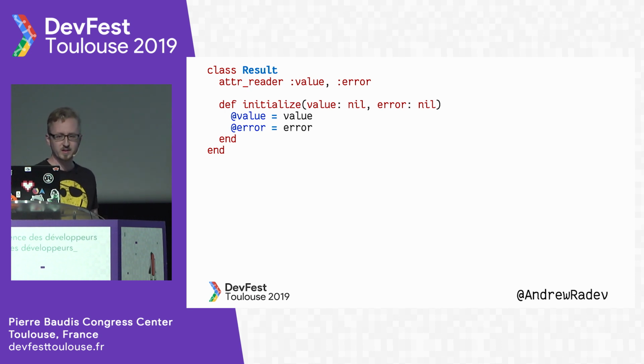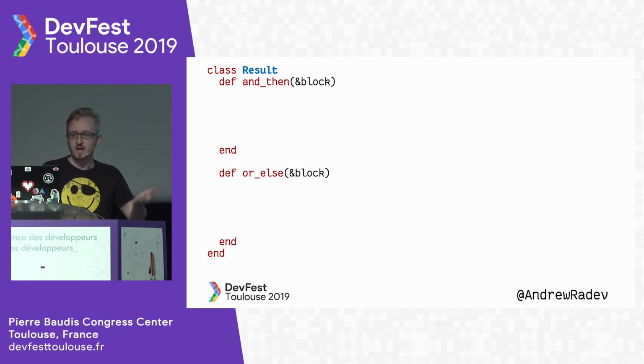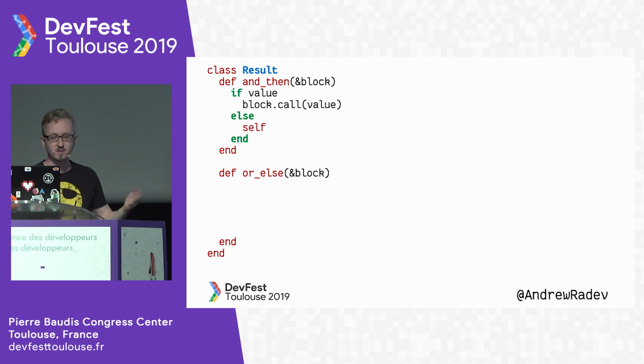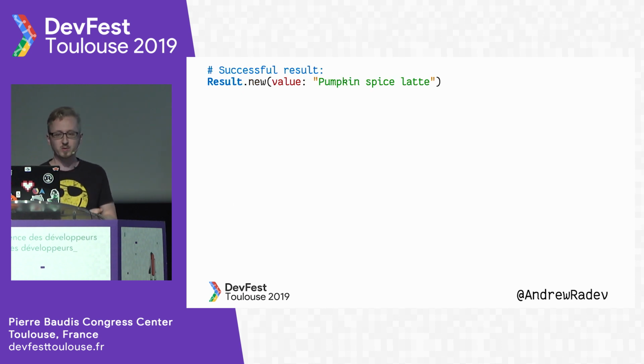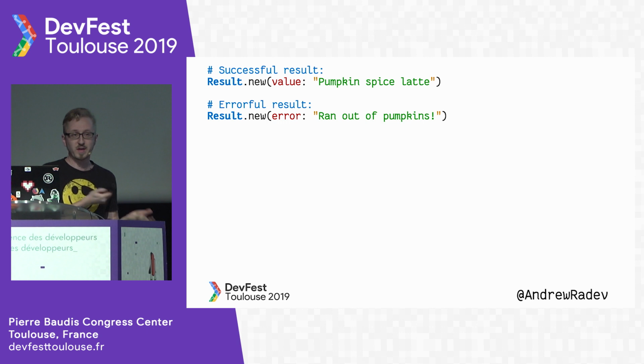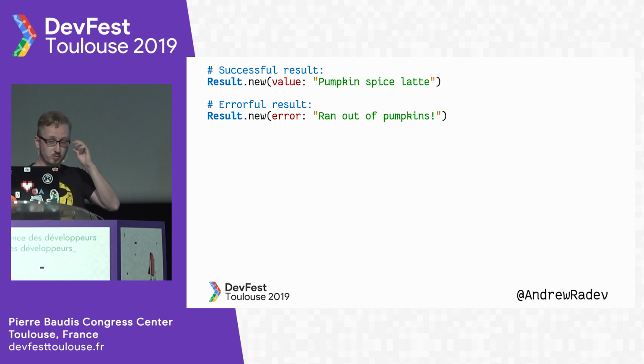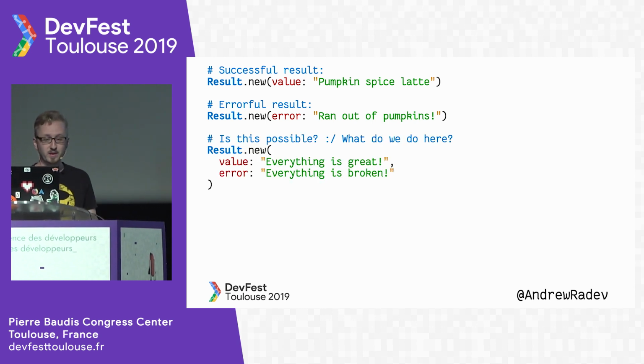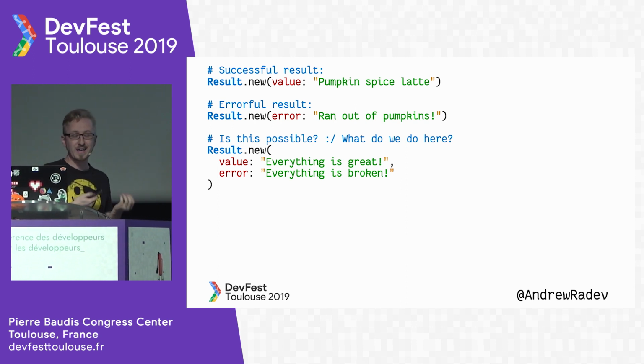We could just instantiate a class and give it a value or an error, and then we can even define an or-else method in basically the same way. If there's a value, call the block. If there's an error, call that one block. We can instantiate the result with a successful value or with an error, and it all works the exact same way. So what value does the enum bring? Well, the problem with the Ruby example, the dynamic typing example, is that you can actually instantiate a result with both a value and an error.